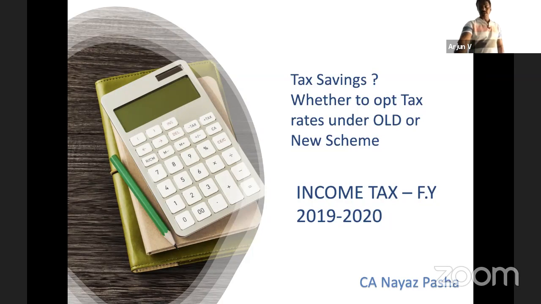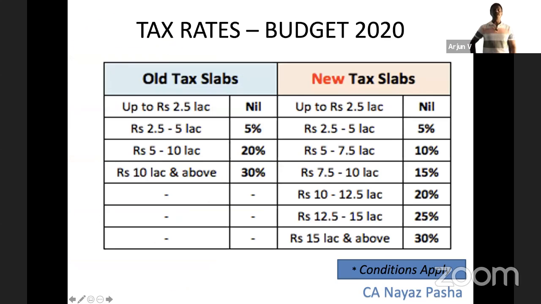I think this is the first time this has happened in the history of income tax, where for general taxpayers, the law gives an option of two income tax rates. They say either choose rate A or rate B, and you decide what rate you opt for, and accordingly discharge your taxes. The table that you are seeing here is basically the comparison of the old tax rates and the new tax slabs provided in the budget.